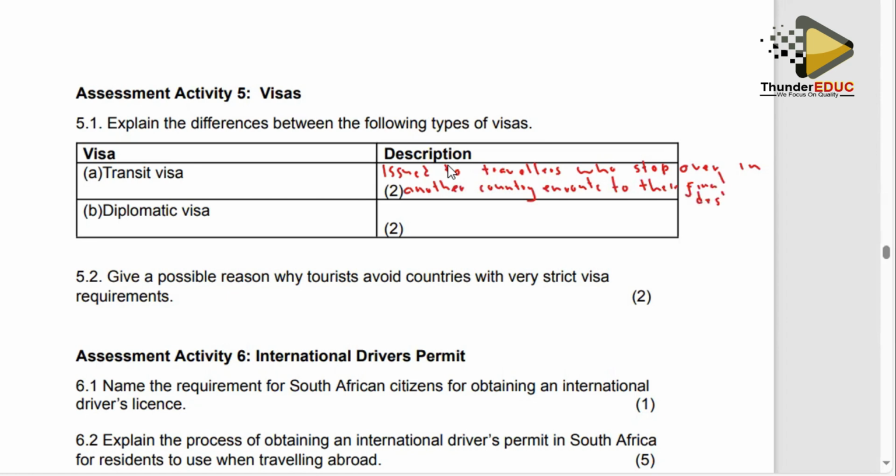En route to their final destination. So it is issued to travelers who would stop over in another country en route to their final destination. Then the second one, a diplomatic visa.